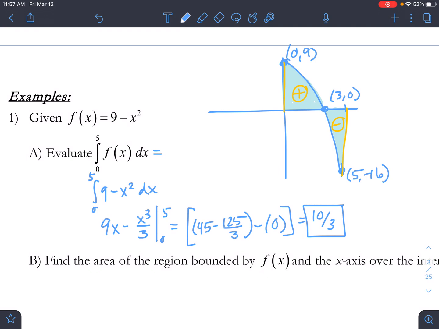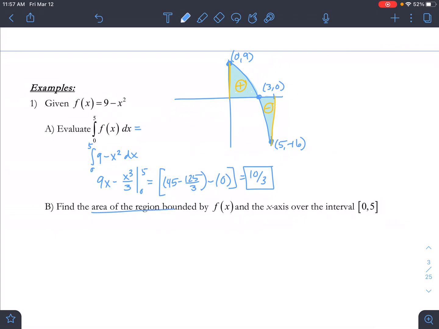So if I ask you now, find the area of the region bounded by f of x and the x-axis, what we're going to have to find is this area plus this area. We're not going to consider it negative. We want to find that and add it. So there's a couple ways to do this.